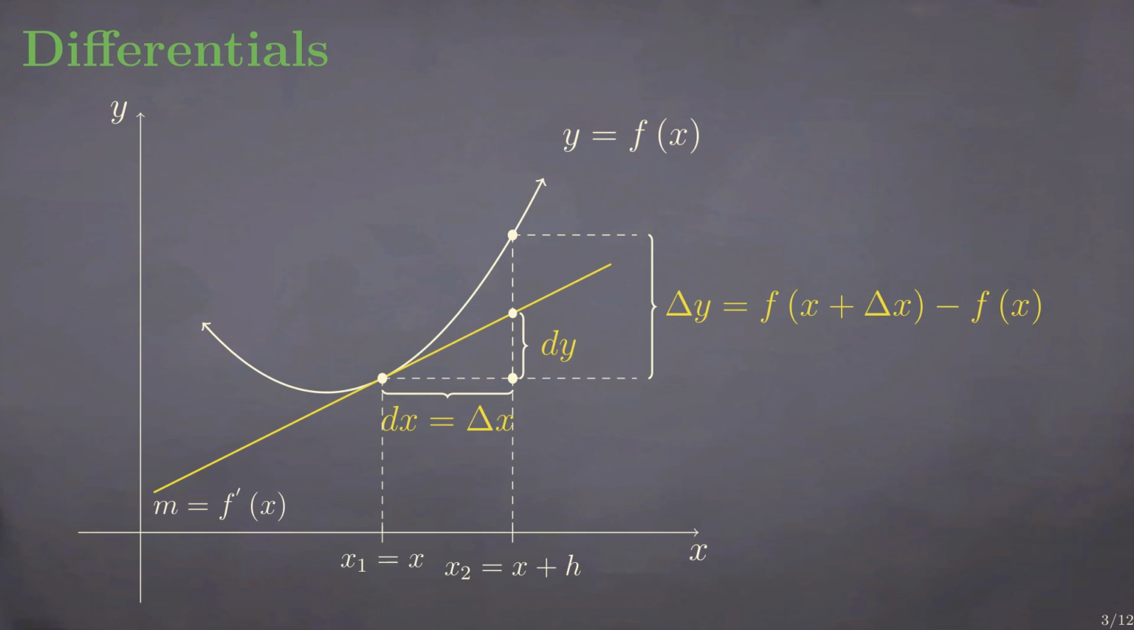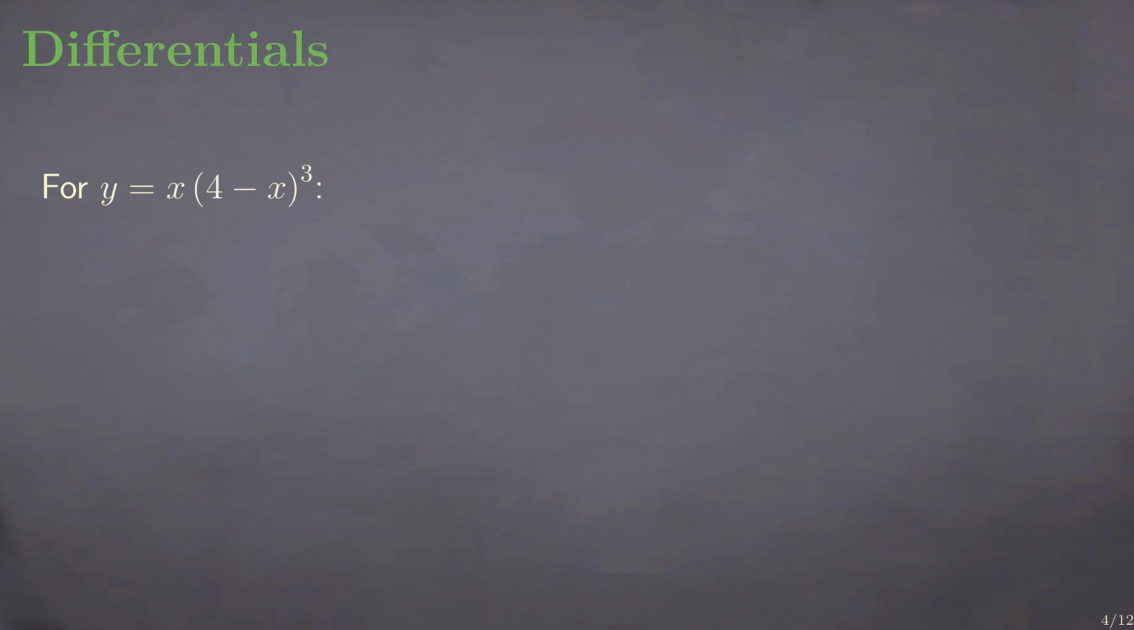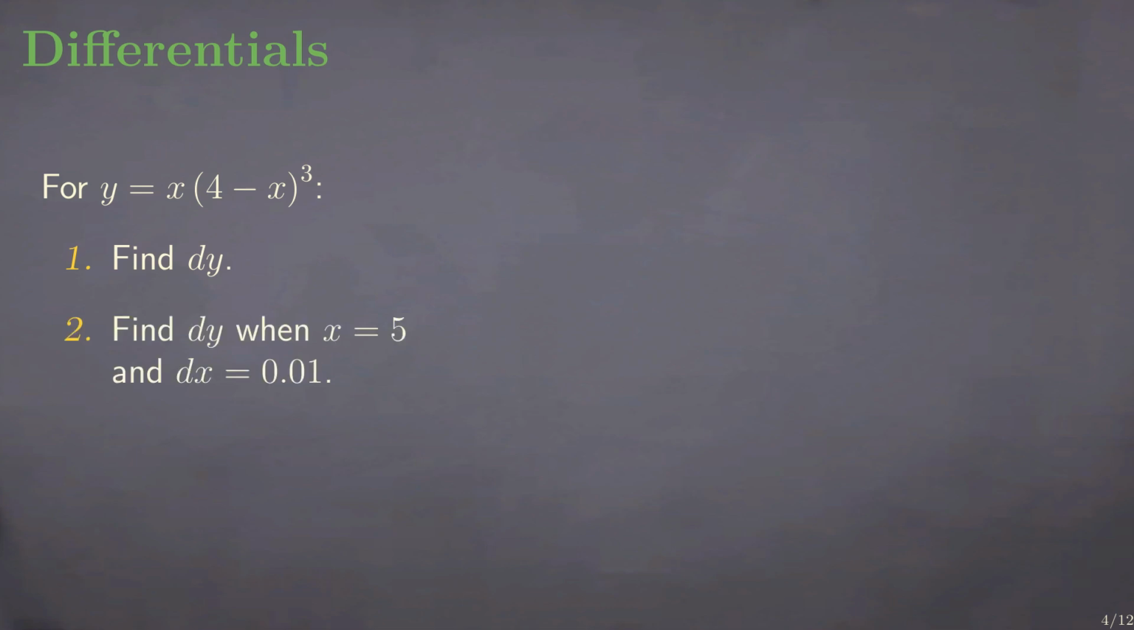Let's take a look at a real example to see why we have this kind of approximation. For y equal x times (4 minus x) to the power 3, we now want to find out what dy is, and try to compute dy in a specific example where x equals 5 and dx equals 0.01. And finally, we want to compare dy to delta y.